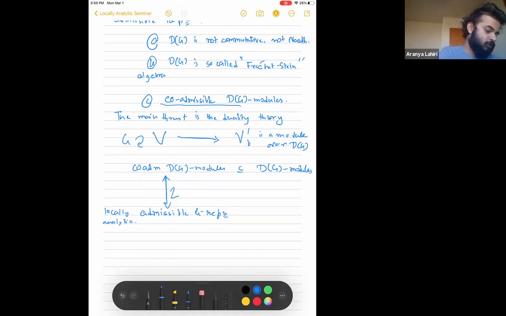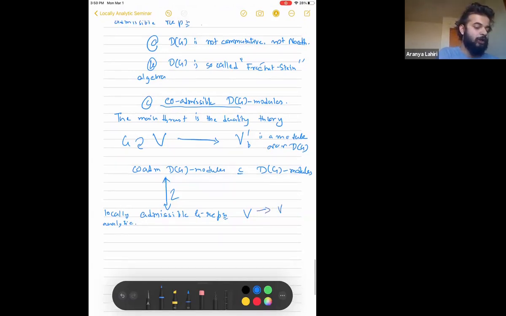Yeah. So if you have a representation V, you want to know when to call this an admissible locally analytic representation. You take the strong dual of it. If this strong dual is in this subcategory, if the strong dual is a co-admissible DG module, then by definition, V is an admissible locally analytic representation. So you're using the dual to define admissibility.